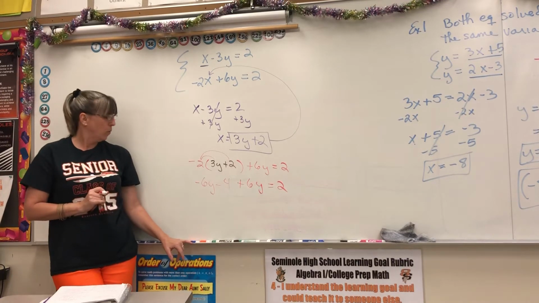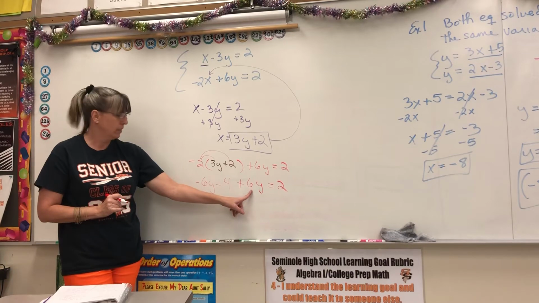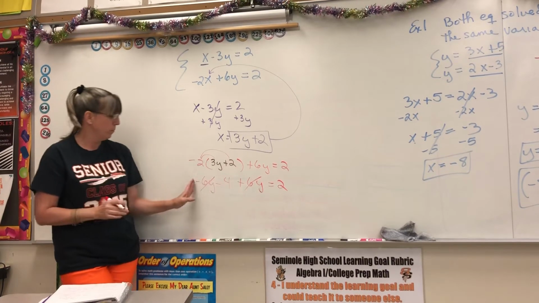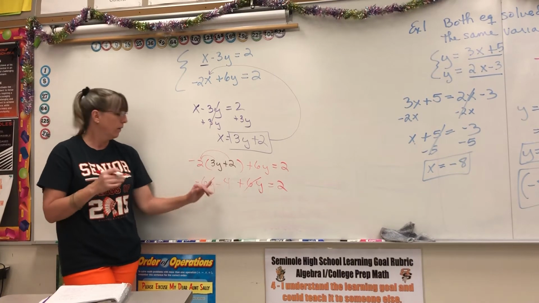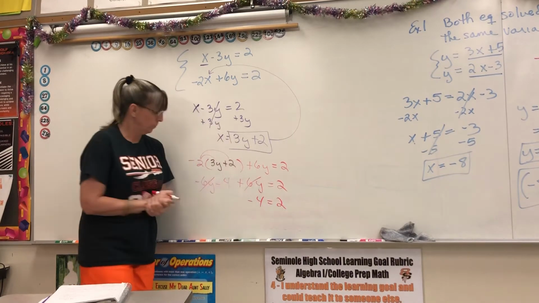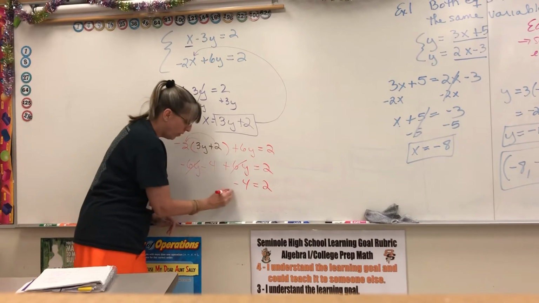Okay? Now what do you notice? I notice a minus 6y and a plus 6y. I can cancel those out. Okay? Minus 6 plus 6, they cancel each other out. You get 0. Okay? Then I have negative 4 equals 2. Is that true? Well, no, it isn't. So this is a false statement.